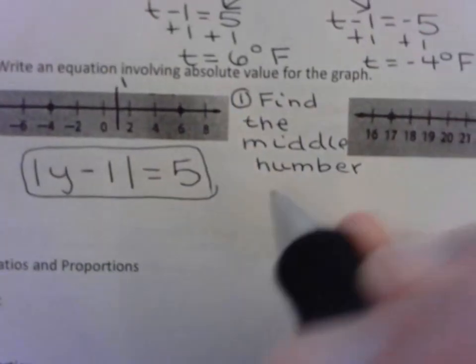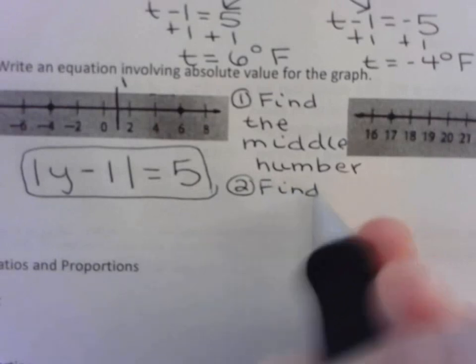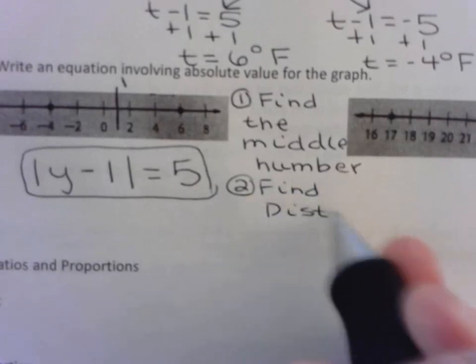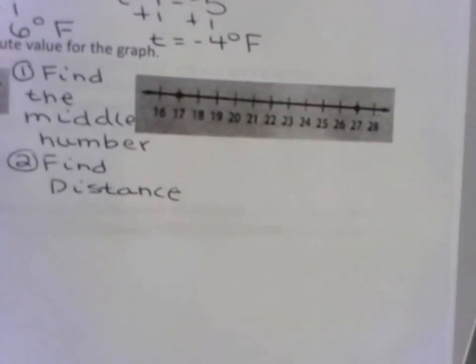So step 1, find the middle number. Step 2, find the distance. If you want to write that down, that's fine. They're not necessarily a lot of work. You just kind of have to think about it. So find the middle number, and then look at the distance between the middle number and the other 2 numbers. Let's look at the next one.